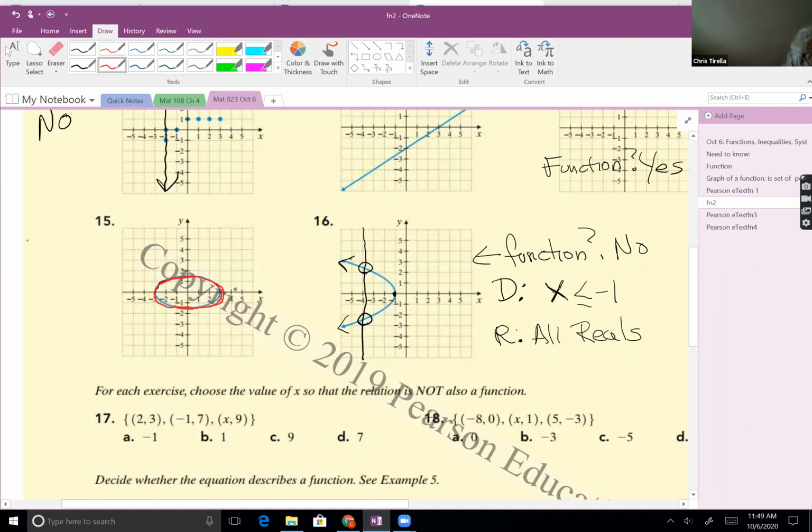And so for this one, if I look for the domain, do you see how X takes on all of the numbers between -3 and 3? So the domain, I think they use set builder notation, is the set of all X such that -3 is less than or equal to X is less than or equal to 3.